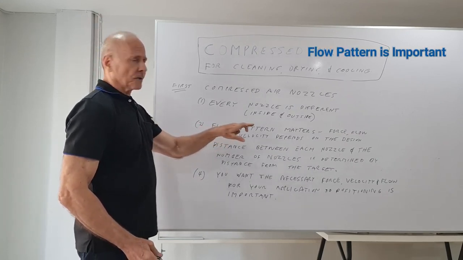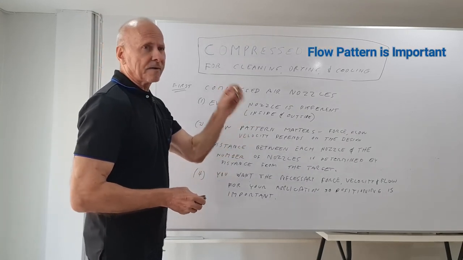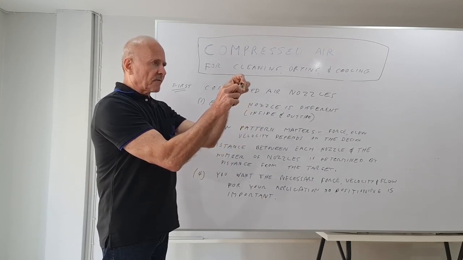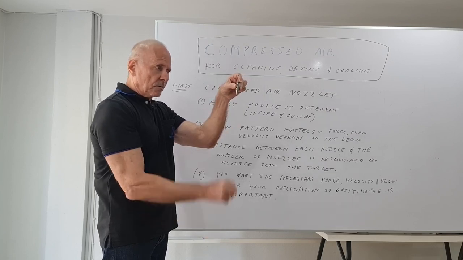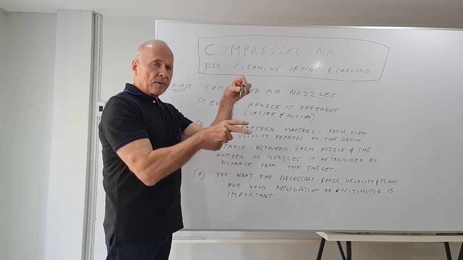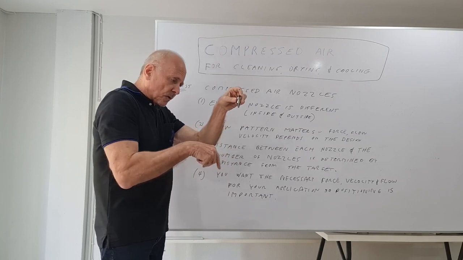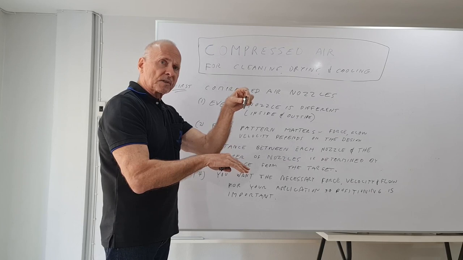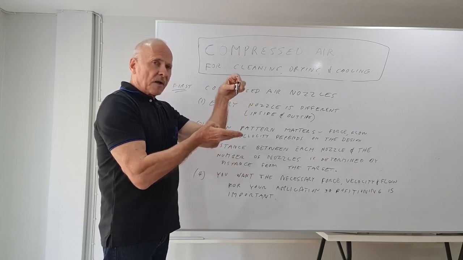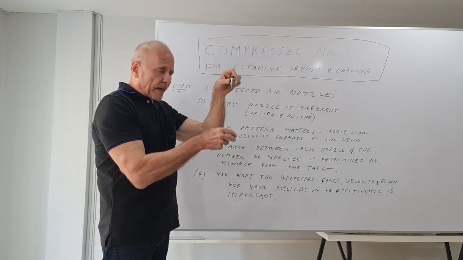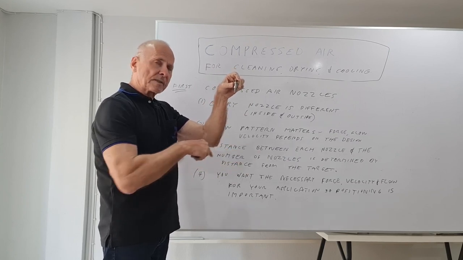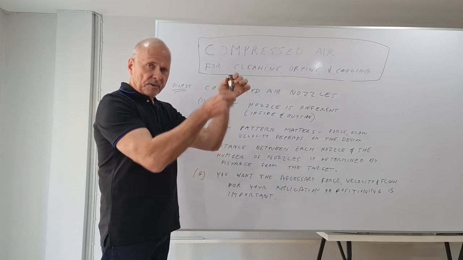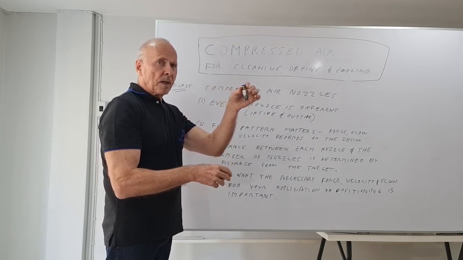Flow pattern matters. With nozzles, you typically not only have one, you have a row on a manifold. Every nozzle is going to have a flow profile, either very narrow or very wide. The wider the profile, the less force per square inch or square centimeter you're going to get on your surface. As you move away from the target, that flow pattern spreads out, and that force spreads out over a larger area. Same thing with the bullet-shaped nozzles. They have a certain flow pattern, same rules apply.